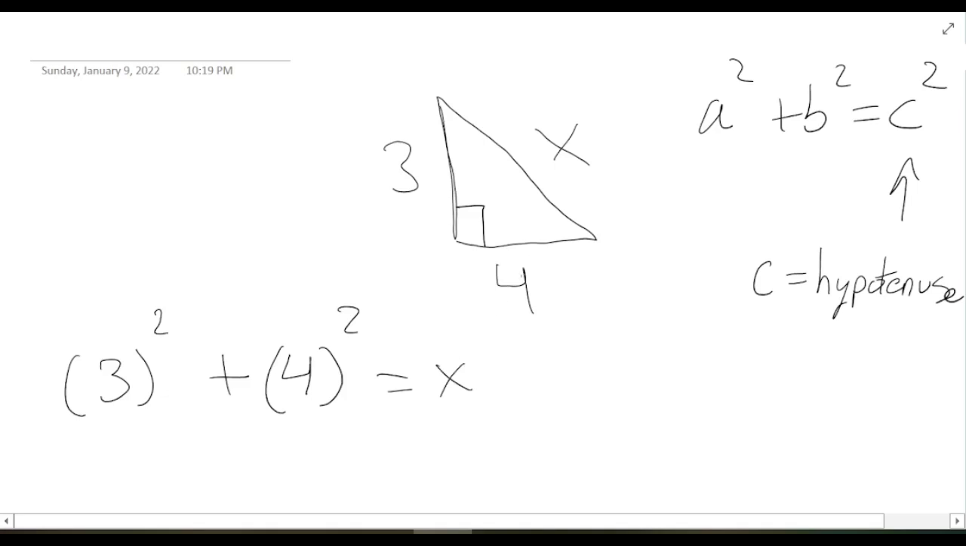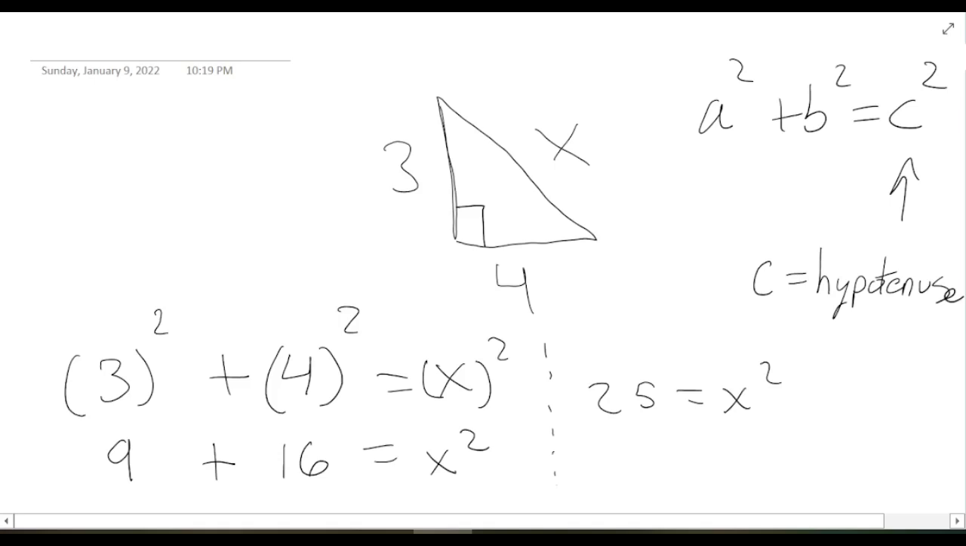And we don't know what c squared is, right? We just know that it's x. So we're just going to write x squared. Now that we have our numbers here, let's solve it. What's 3 squared? 3 times 3 is 9. 4 squared, 4 times 4 is 16. And x squared, we don't know what x squared is, so we'll just write x squared. Great. Now let's add up these two numbers together since we know what that is. 9 plus 16 is equal to 25 equals x squared.